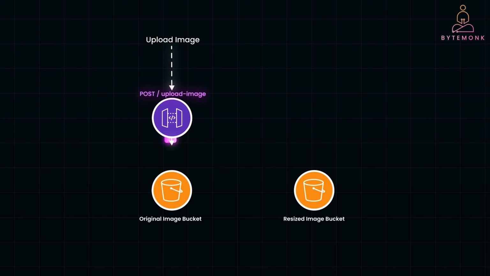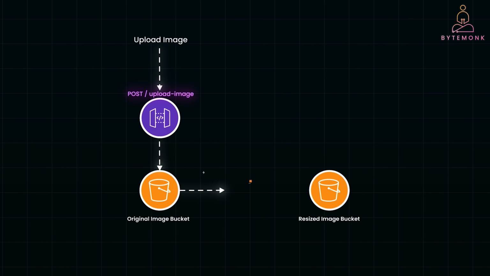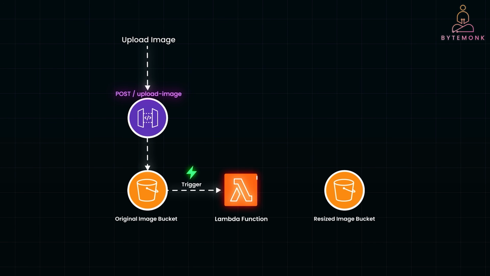So we can create a POST endpoint such as upload-image that accepts image uploads. The API Gateway will send the uploaded image to the original S3 bucket. Once the image is uploaded, the S3 bucket will trigger the Lambda function to start the resizing process. And finally, the star of the show, AWS Lambda. The serverless compute service will handle the actual image processing. It's triggered by S3 and automatically resizes the image, saving the result in the resized bucket.